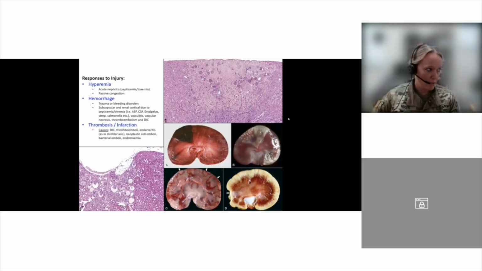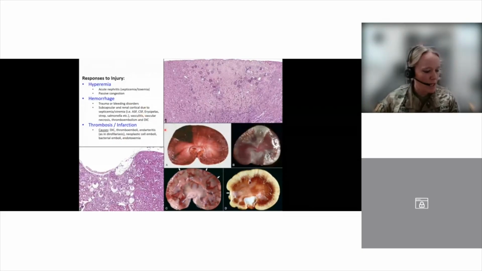Responses to injury when you have damage to the blood vessels. Hyperemia, this can just be a passive thing. The animal died, blood stopped flowing, you get a passive congestion. There are some septicemias and toxemias that can cause active hyperemia. Hemorrhage, damage to the blood vessels, lots of different causes of that.